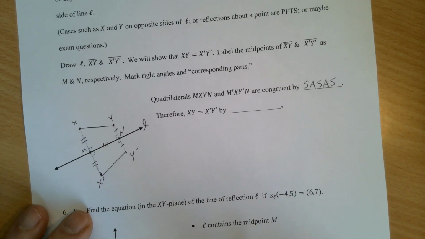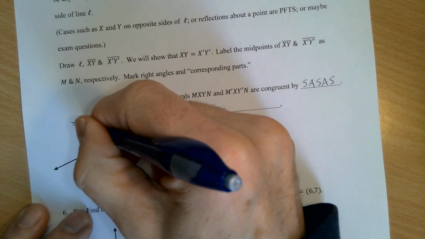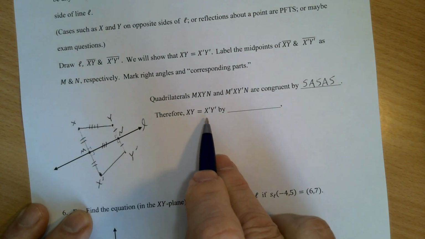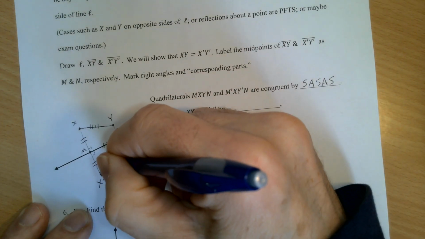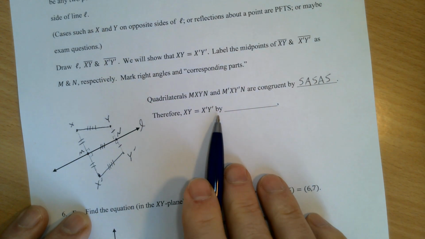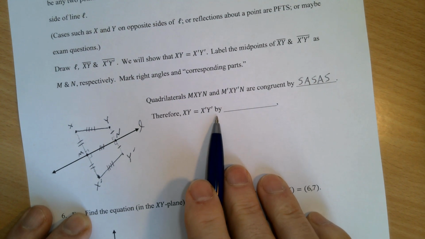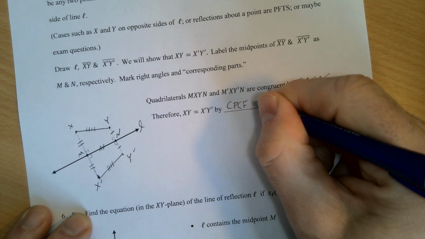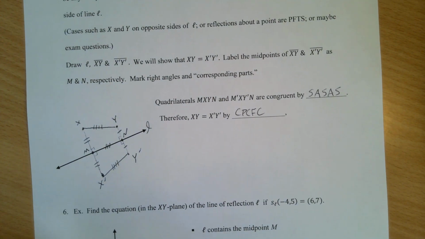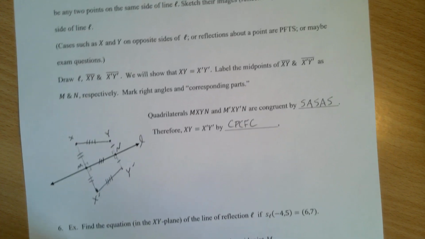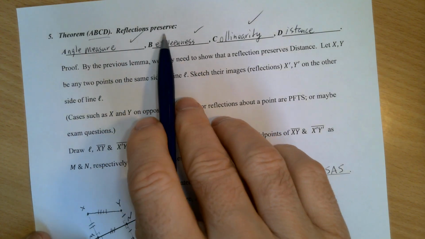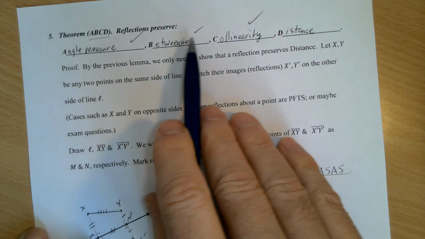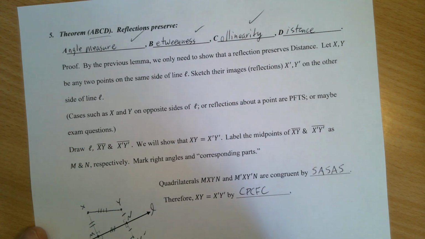Okay, well, if they're congruent, then we know that XY, which I'll mark with 4 marks, 1, 2, 3, 4, is equal to the length of X prime Y prime, 1, 2, 3, 4, because corresponding parts of congruent figures are congruent. Pretty simple. So therefore, reflections preserve A, B, C, and D: angle measure, betweenness, collinearity, and distance.